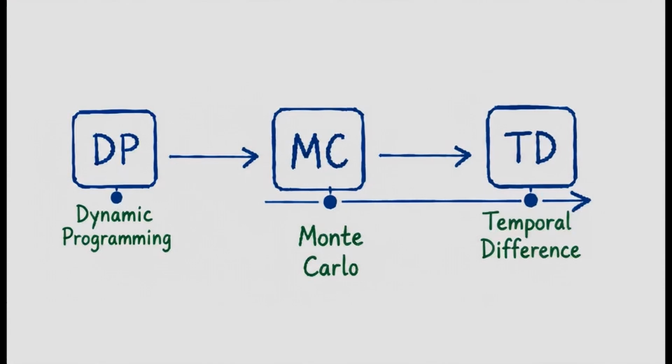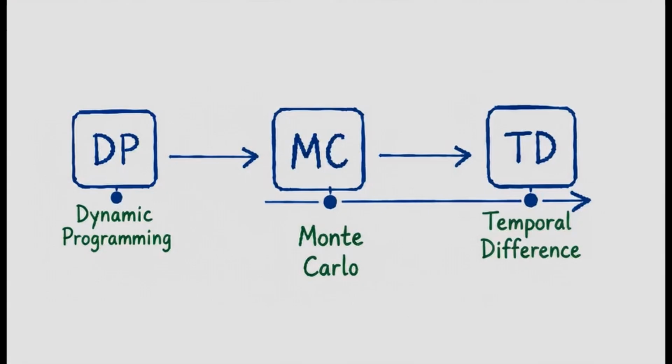2 classic DP algorithms. Policy evaluation computes V for a fixed policy. Just keep sweeping until values stabilize. Policy iteration alternates. Evaluate the current policy, then improve it by picking greedy actions. Then re-evaluate and repeat. It converges to the optimal policy, guaranteed.